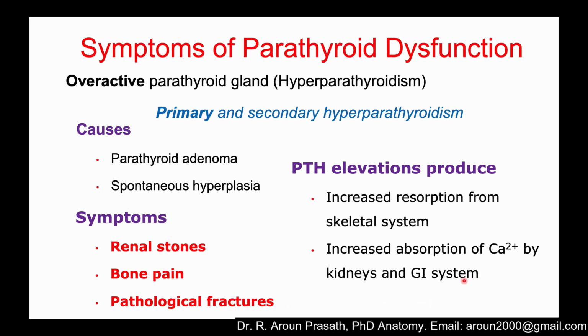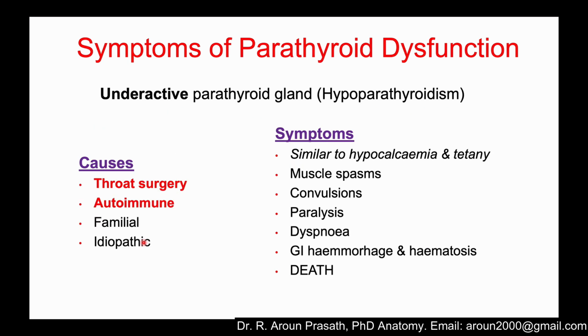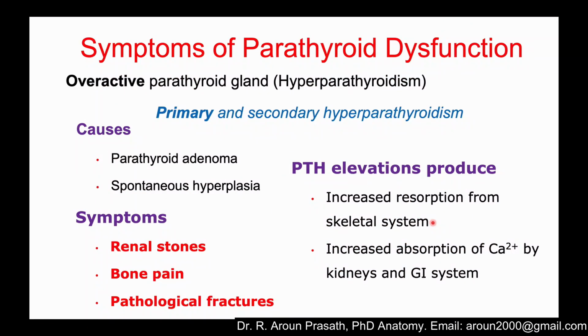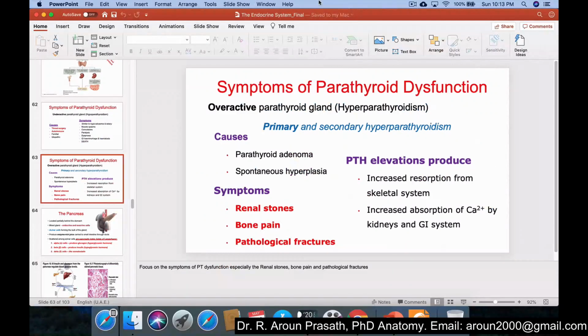Okay, so this is the important thing you have to understand, the hyperparathyroidism. Increased parathormone is also bad, and decreased parathormone is also bad. Increased parathormone leads to renal stone formation, decreased parathormone will lead to muscle spasm and difficulty in breathing. Okay, by this we will complete the parathyroid gland, and we will continue with the other glands in the coming sessions.